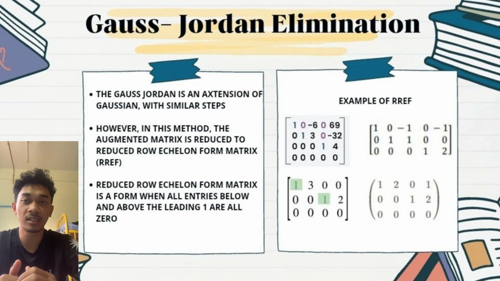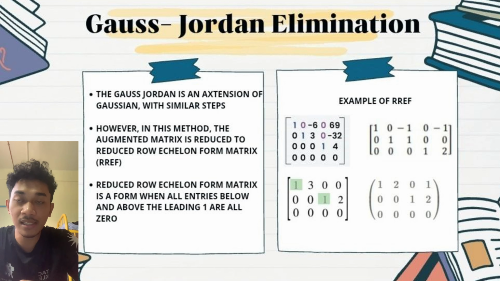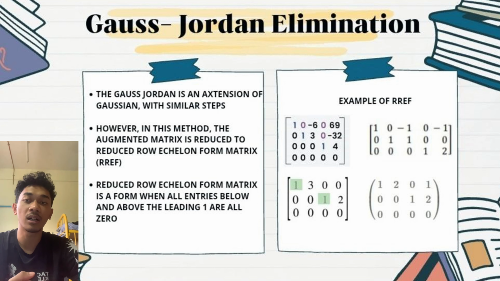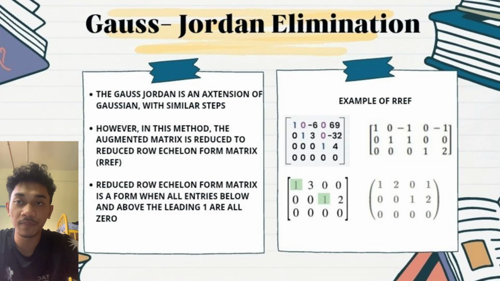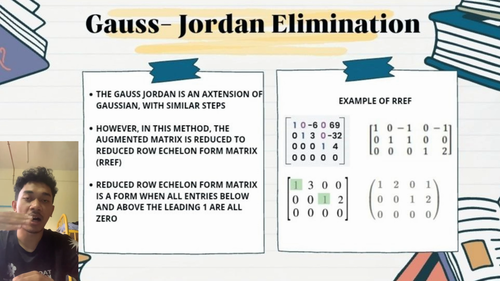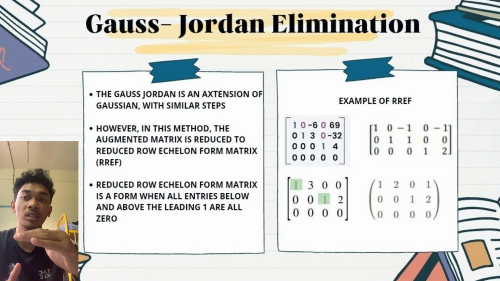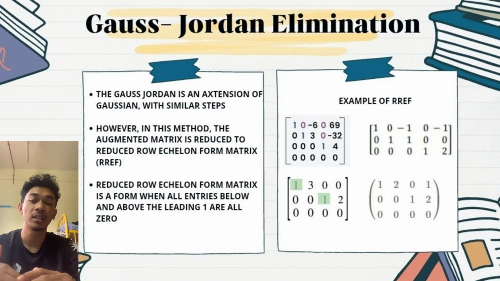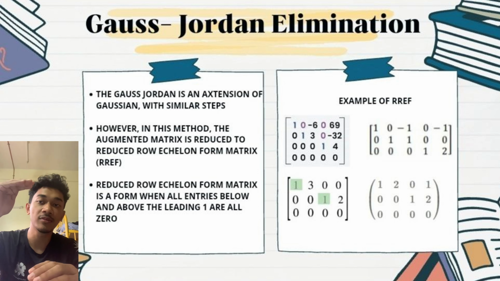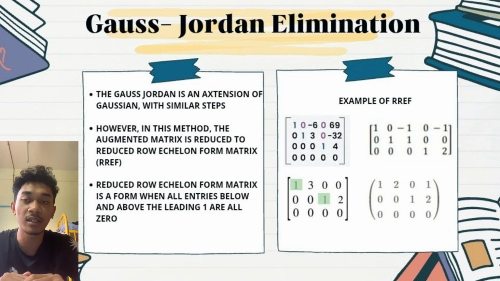As an example here, which I collected from Google, we can see that all the entries above the leading one are zero. Above and below, my apologies. As we can see in the first example, the leading one is 1, and above and below it is 0. And we can go to the second row. Above and below the leading one are also 0.